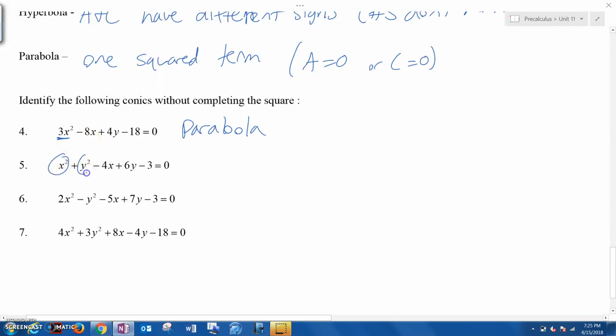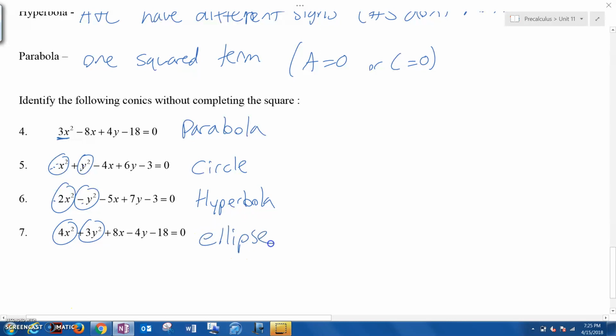I look at the x squared term and the y squared term. The numbers in front are both 1, and they're both the same sign. So this should be a circle. Same number and sign. This one, the y squared is negative, the x squared is positive. Automatically, there are different signs. It has to be a hyperbola. And finally, the x squared and y squared pieces are different numbers but the same sign, which means now we have an ellipse.